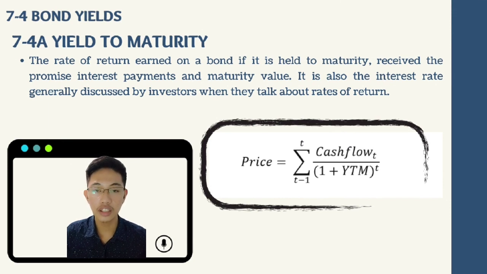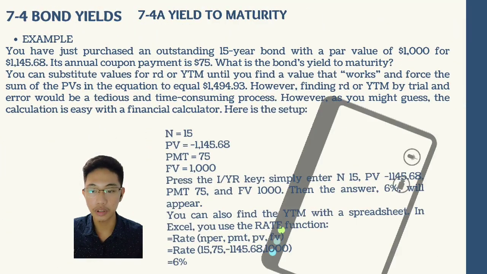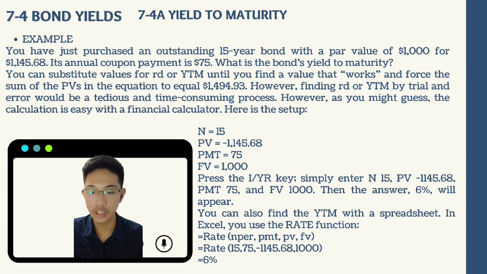But there is an easy way for us to calculate yield to maturity, and that is by using a financial calculator. For this example, you have just purchased an outstanding 15-year bond with a par value of $1,000 for $1,145.68. Its annual coupon payment is $75. What is the bond's yield to maturity?